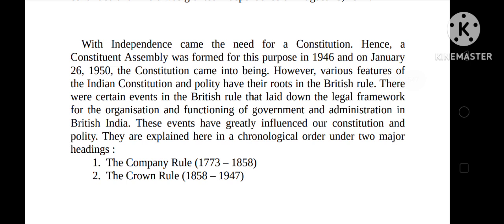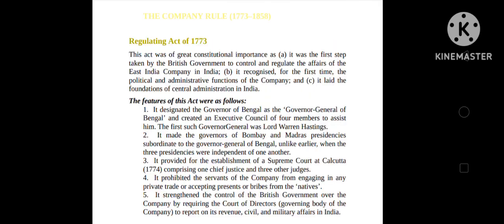There were certain events in the British rule that laid down the legal framework for the organization and functioning of the government and administration in British India. These events have greatly influenced our constitution and polity. They are explained here in chronological order under two major headings: the Company Rule, 1773 to 1858, and the Crown Rule, 1858 to 1947.